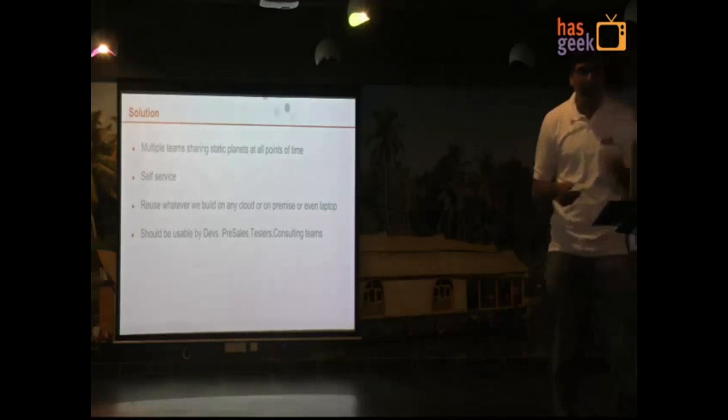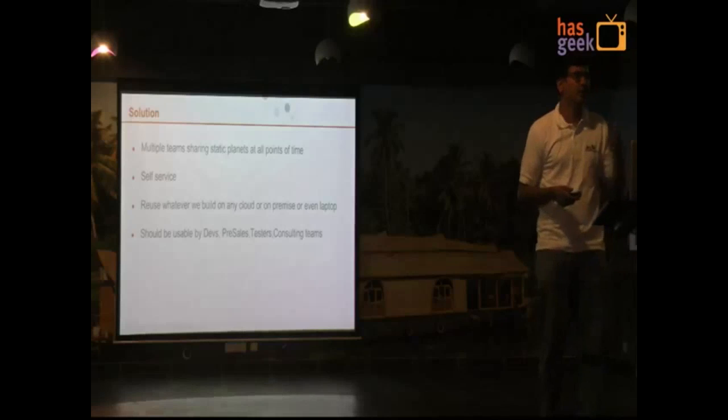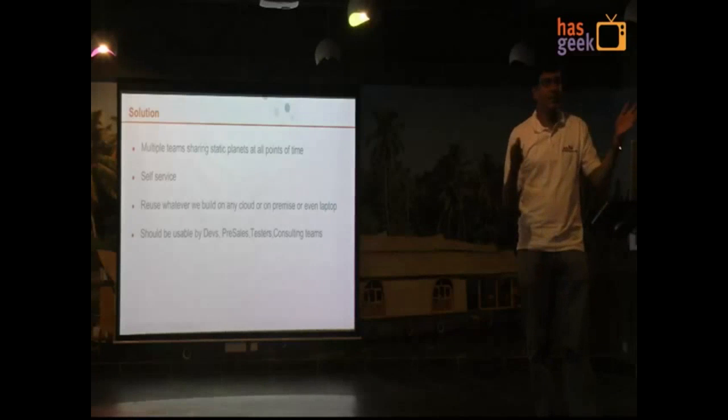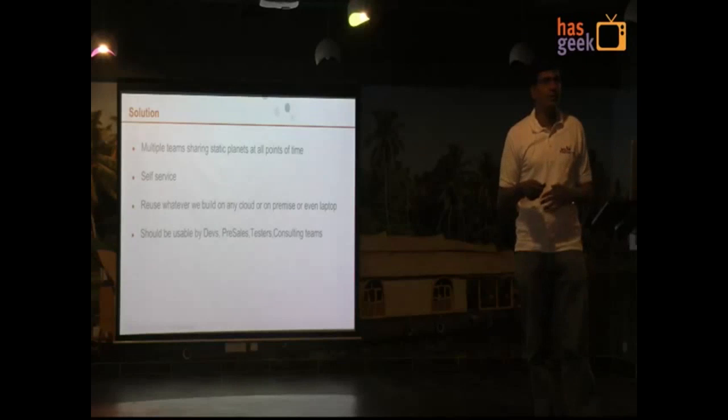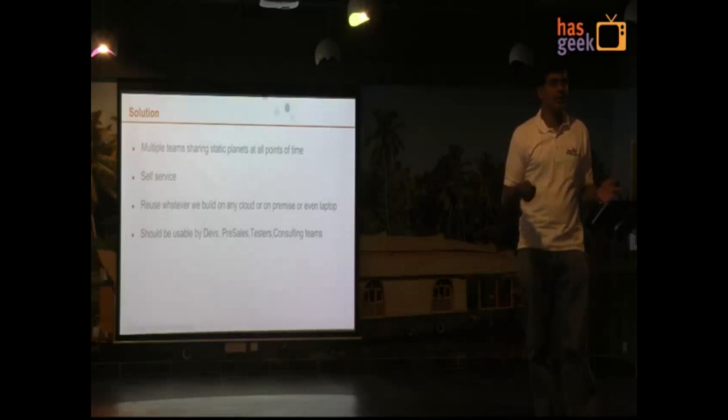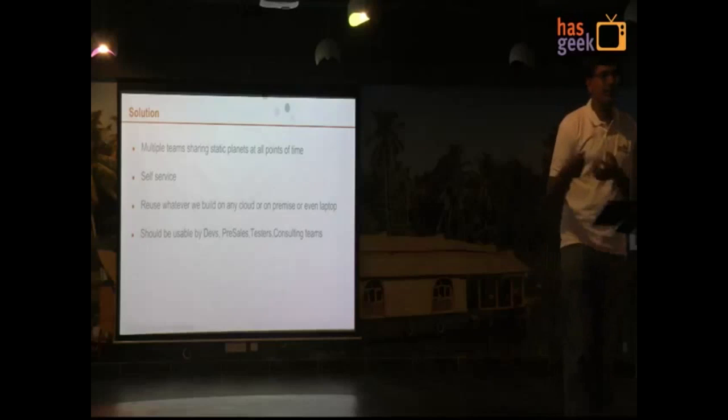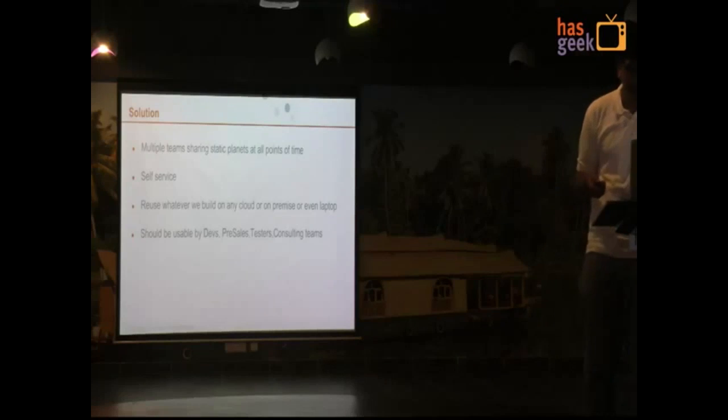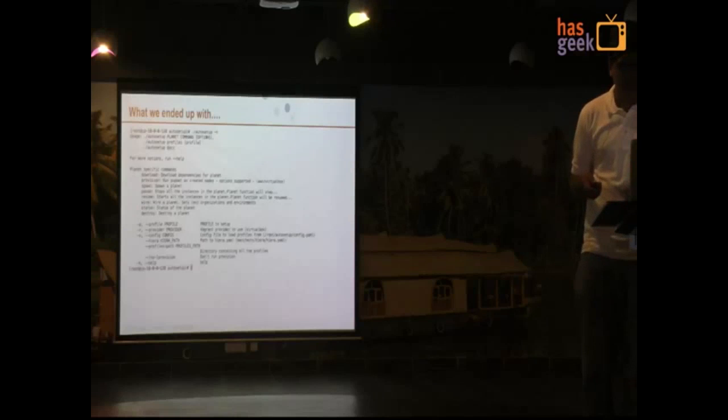Finally, it should be used by devs and pre-sales. The pre-sales folks have their own dedicated set of machines on AWS which they use to show stuff to the customers. And even things like regression, which can happen anywhere between 10 machines to 80 machines depending on what you're testing, your different project. So that was the challenge we started with.